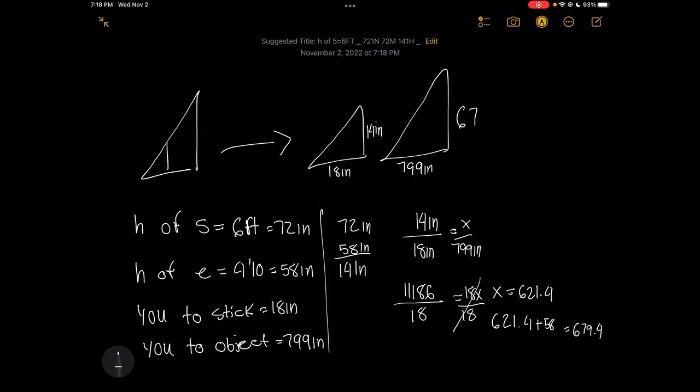And you can see that this height and the distance aren't that far off from each other. Now, if you were to convert this height into feet, you would get roughly around 56 feet, and that would be your height of the object.